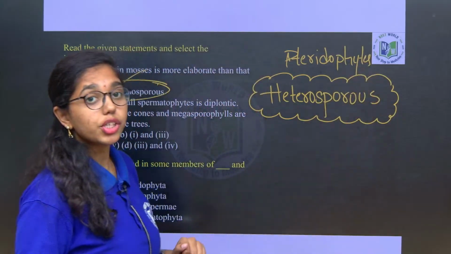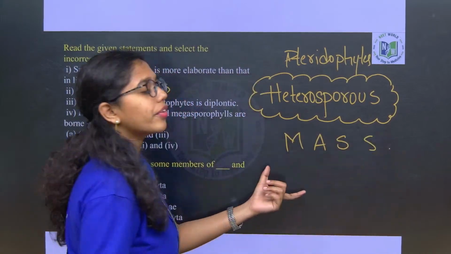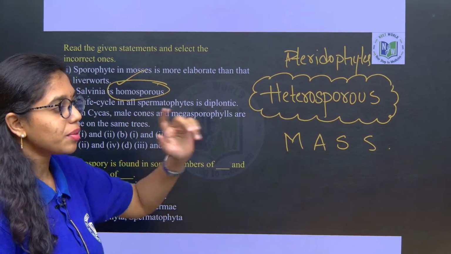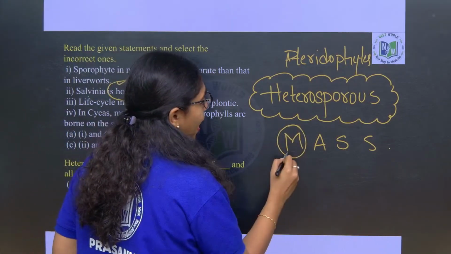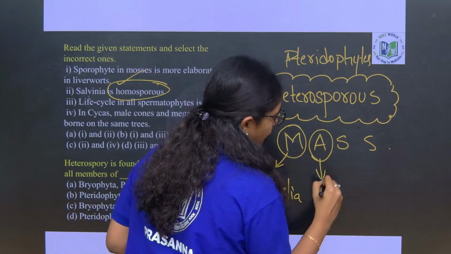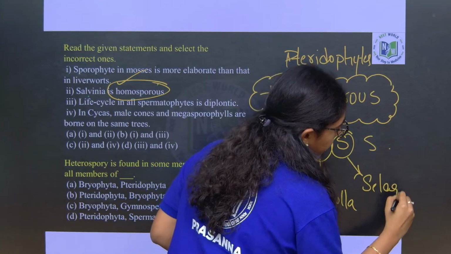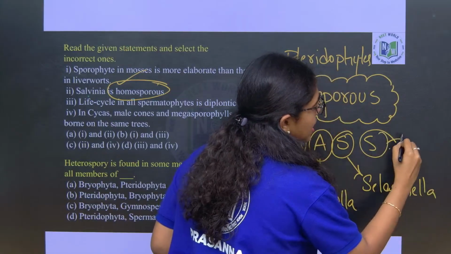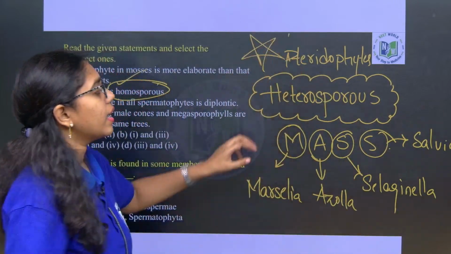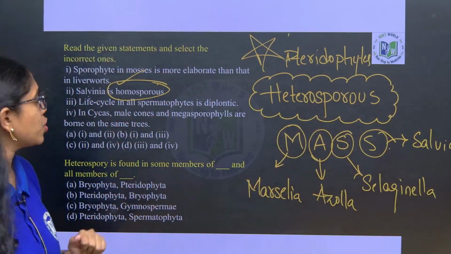First heterosporous condition is observed in pteridophytes, wherein you can remember it with a super cool trick, that is MASS. In pteridophytes, what are the examples of heterosporous condition? You have to remember it like MASS, wherein M is Marsilea, A for Azolla, and S Selaginella, and one more S, that is for Salvinia. Like this you remember.